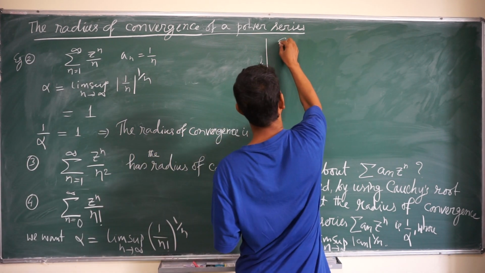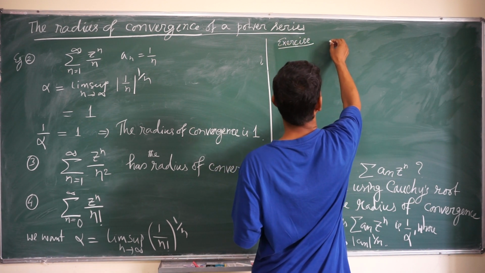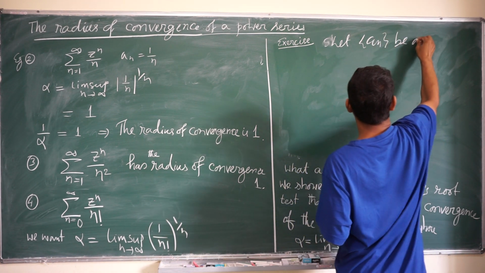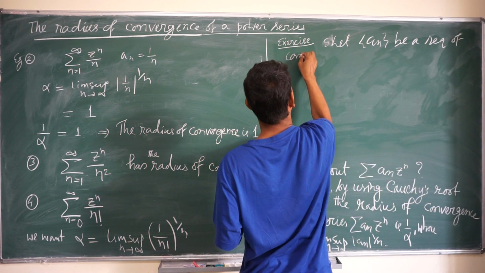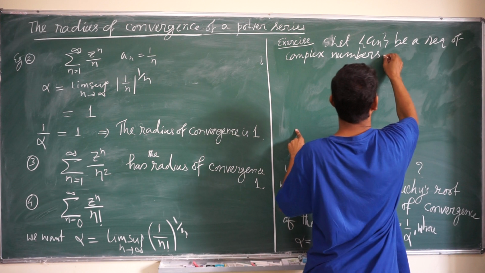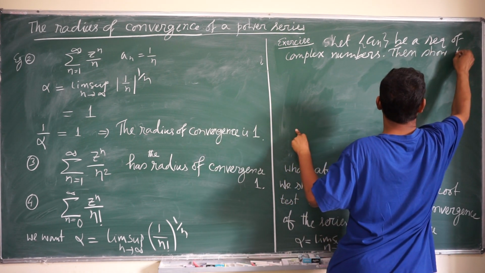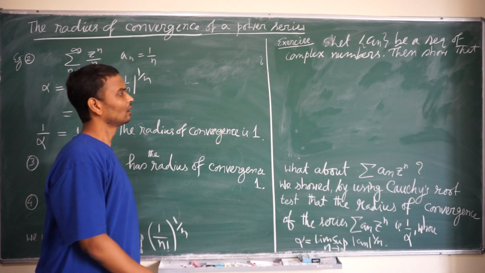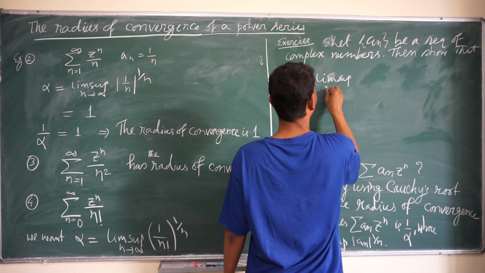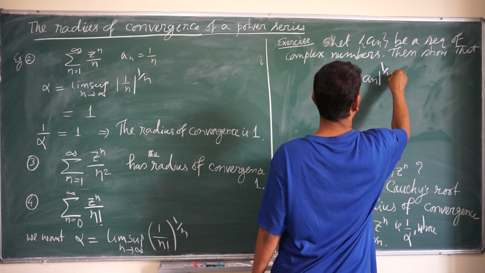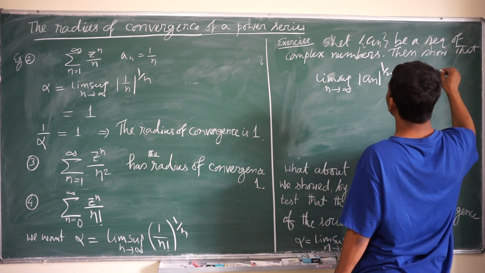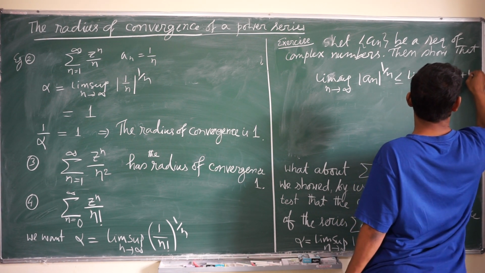So here is an exercise. Let a_n be a sequence of complex numbers, so that lim sup as n tends to infinity of |a_n|^(1/n) is less than or equal to lim sup as n tends to infinity of |a_{n+1}|/|a_n|.